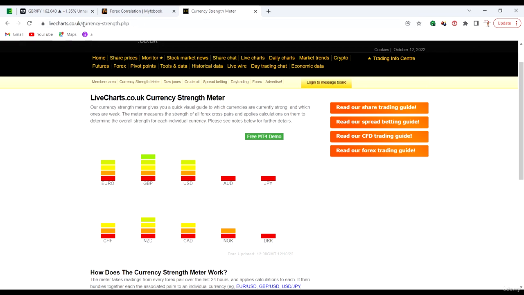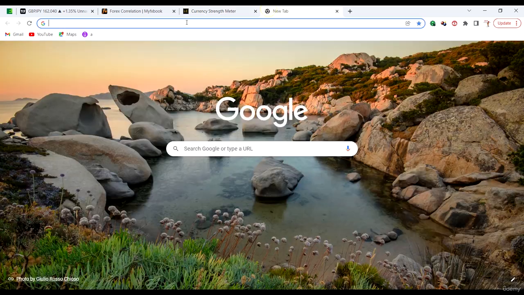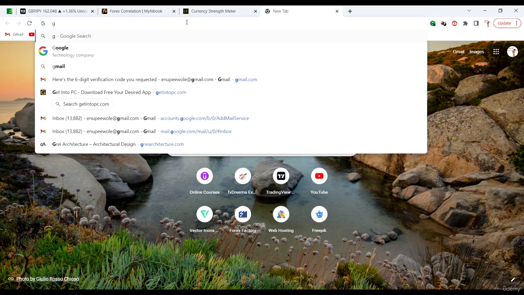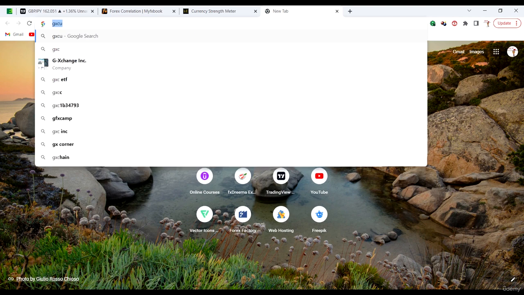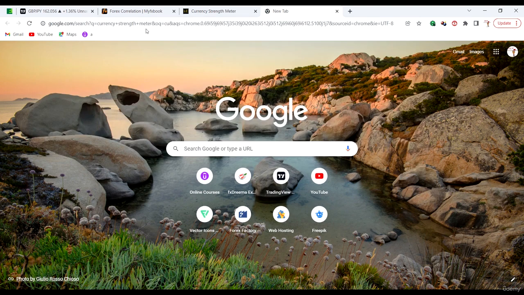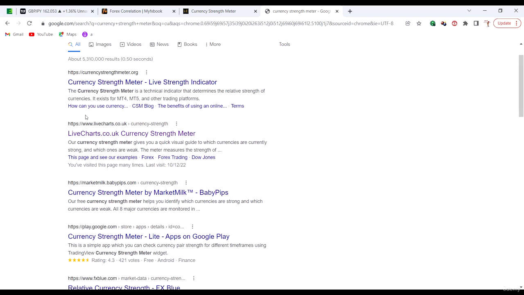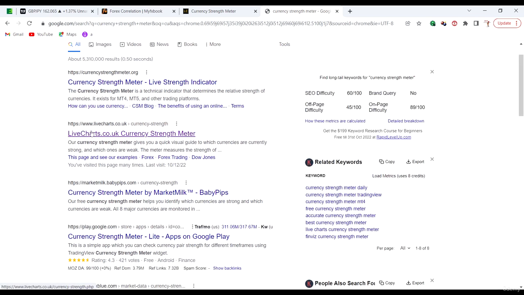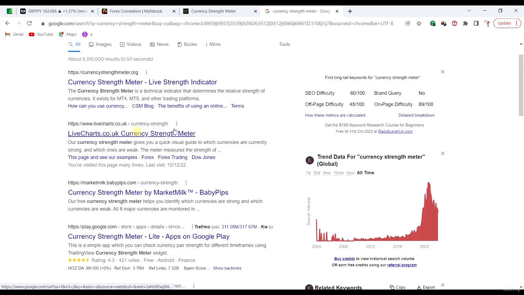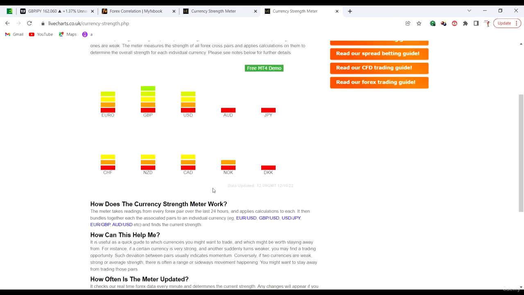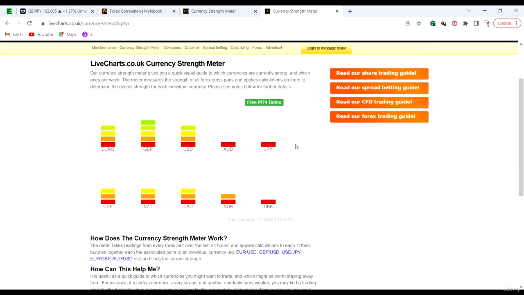You can come on this site by just going to your browser and typing currency strength meter. When you type currency strength meter, you then look for where it says livecharts.co.uk. You just click it and you'll be brought to this page. So the currency strength meter tells us the strength of each currency at a particular point.